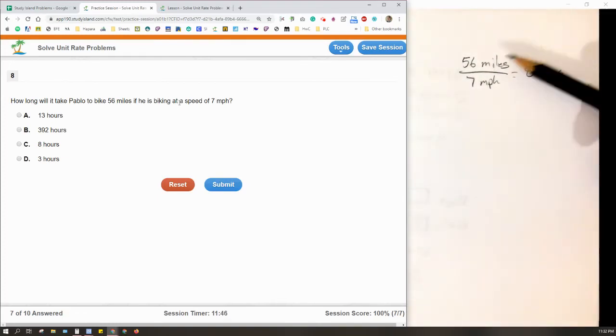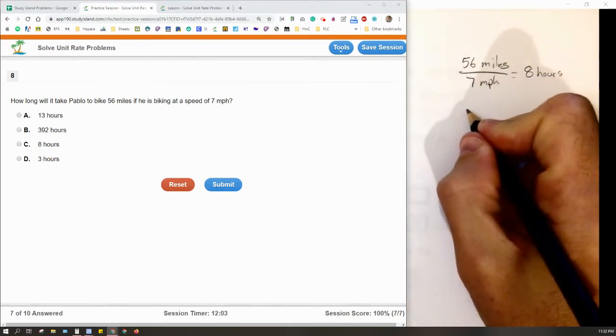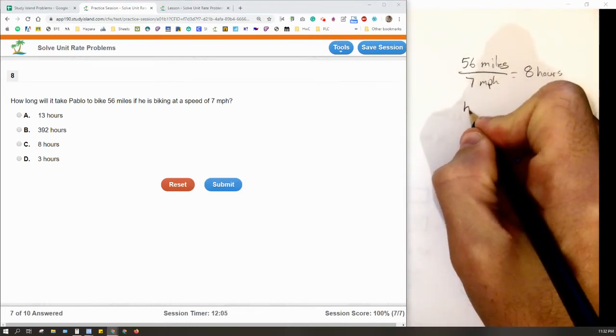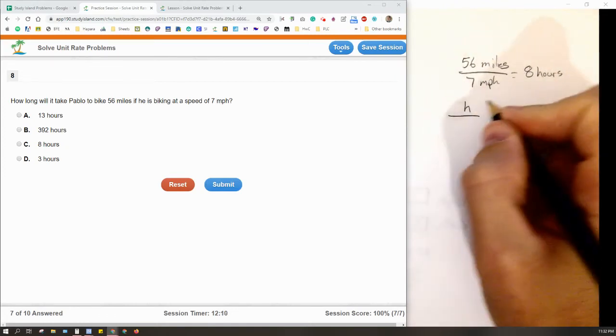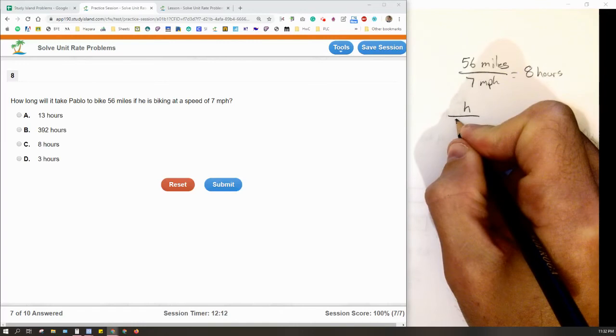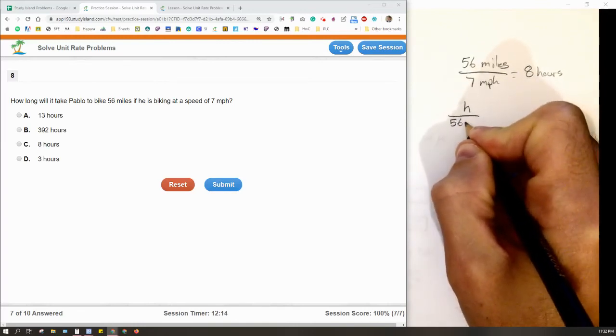So there you go. 56 miles divided by 7 miles per hour is 8 hours. Now, if you want to set that up as a proportion, here's how you do so. You are missing h. H is hours. So I'll write the variable h. Now, that number of hours corresponds with some distance, which in this case is 56 miles.